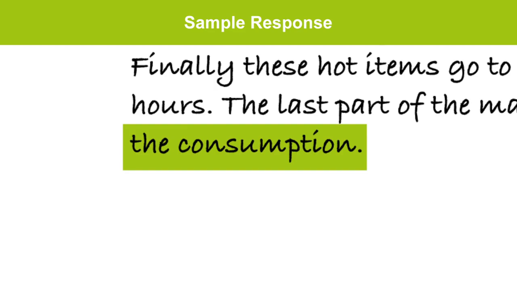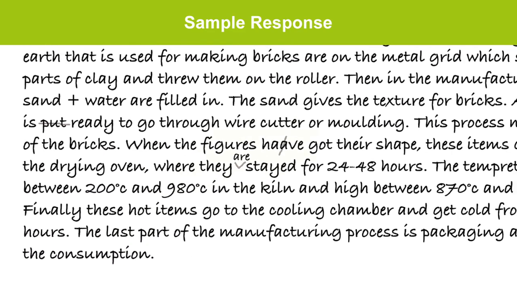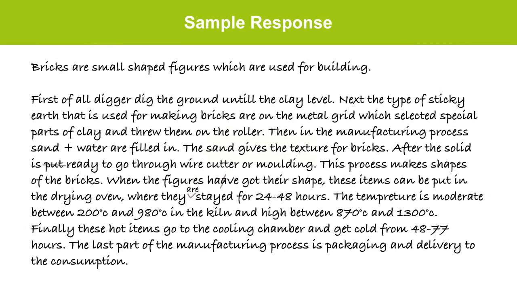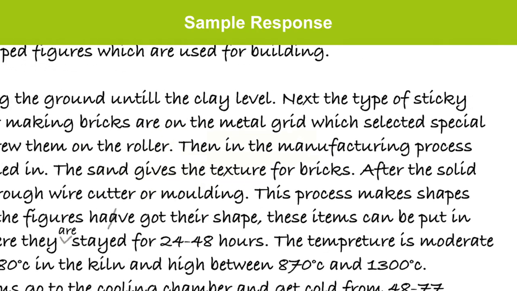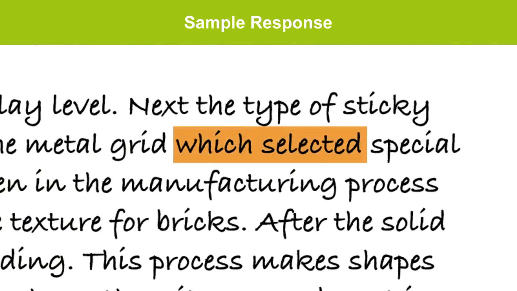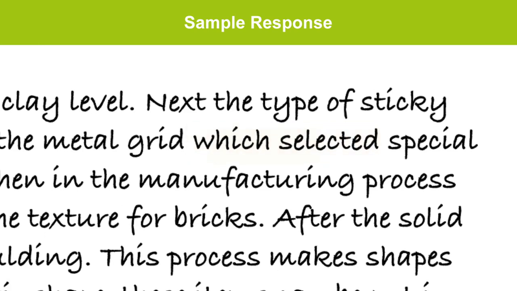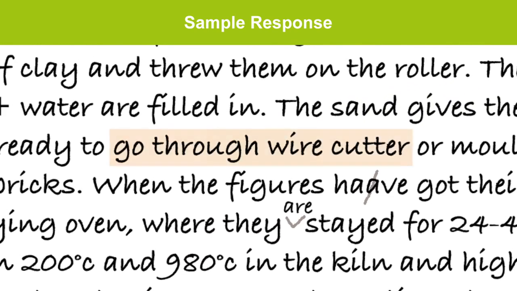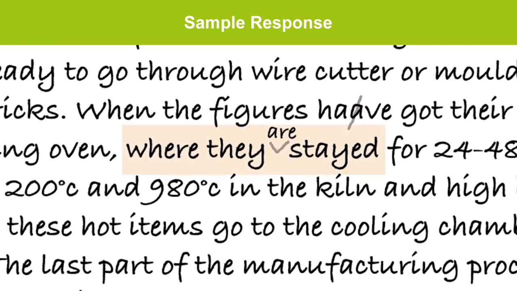In terms of grammatical range and accuracy, this answer doesn't have a wide range of structures, and those that are used are not always correct. There are frequent errors such as which selected, this should be which selects, and go through wire cutter. This should say go through the wire cutter or go through a wire cutter. And where they are stayed should read where they stay.